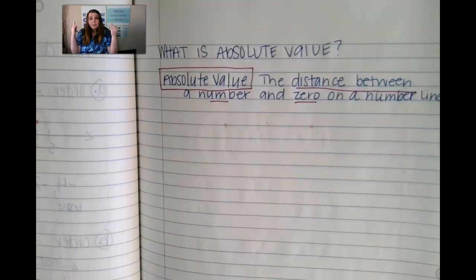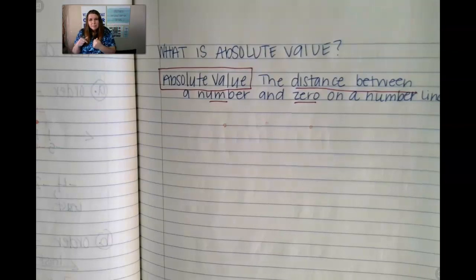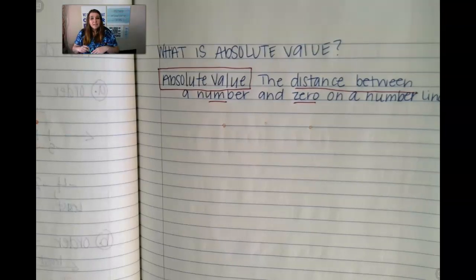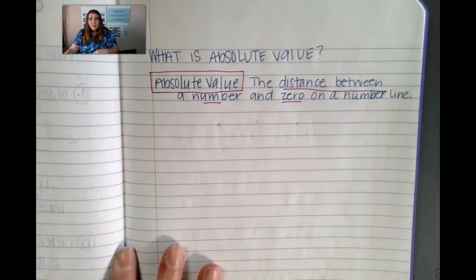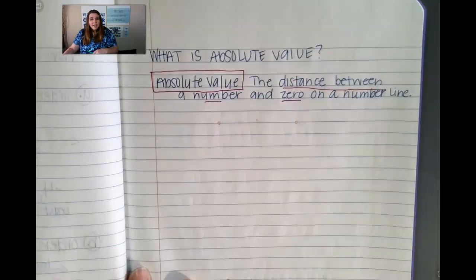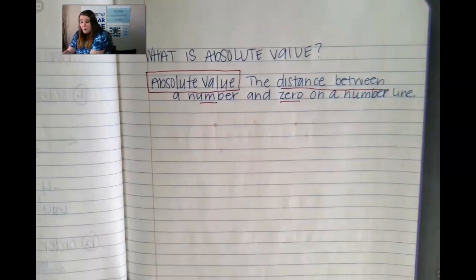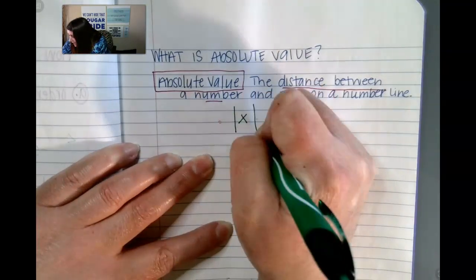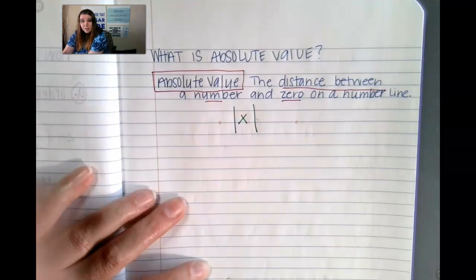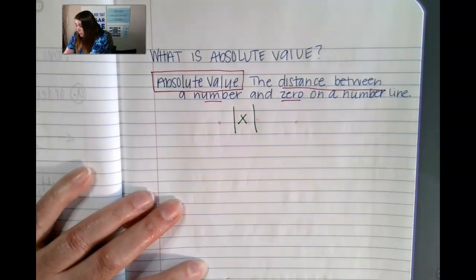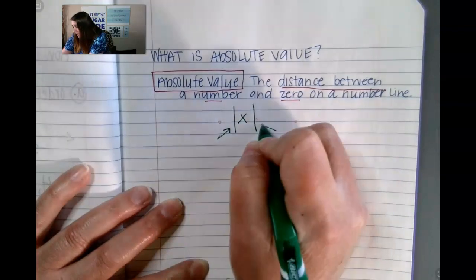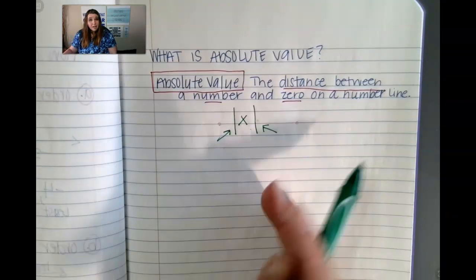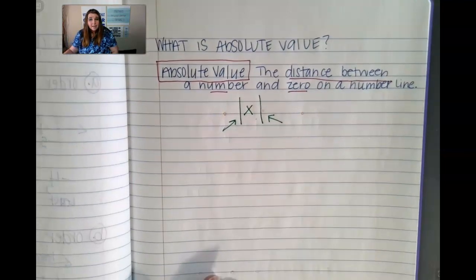These bars are like a machine, and whatever goes inside that machine is spit out positive. So you could think of these numbers as having the worst day ever, and as long as they go into that machine and get spit out, they are going to be positive. The machine looks like this. Let's use X for our number, and it has two bars on either side. Those are the absolute value bars. Whatever is in here becomes a positive because it tells you how far to 0 it is.